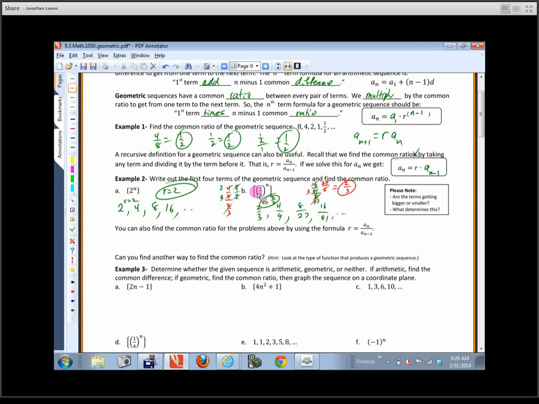Or negative 3n plus 7 or something like that. Okay, they were very linear. What do these look like? They're exponentials. Very good. Okay, so those are exponentials.